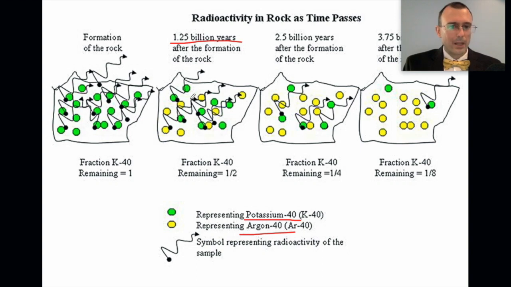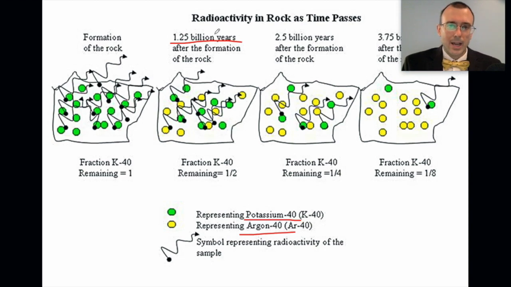Those relative ratios are going to let you know how much of that potassium 40 has decayed into your argon 40. So you don't necessarily need to know the original amount of potassium 40, because now you have it turning into argon 40, and you can look at the relative amounts of potassium 40 and argon 40 to figure out how old the rock is.